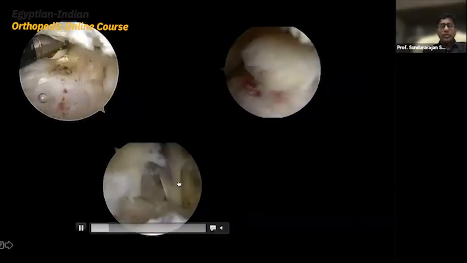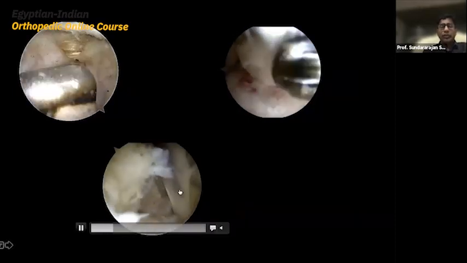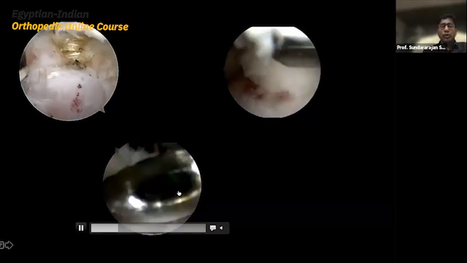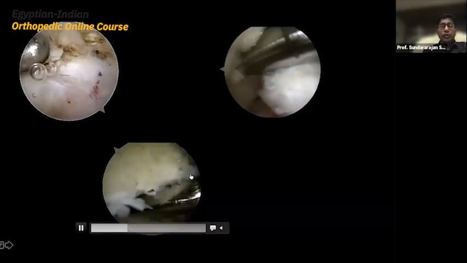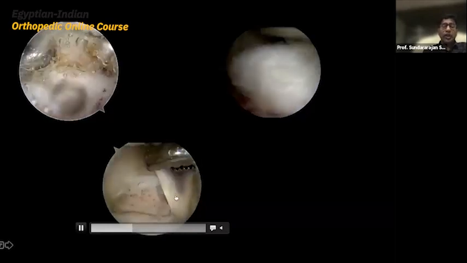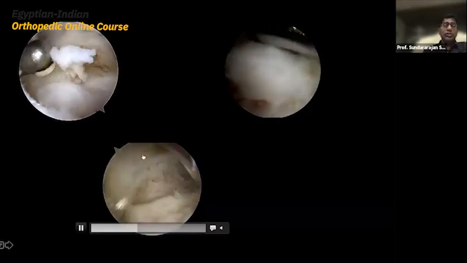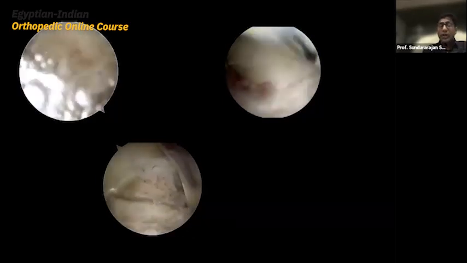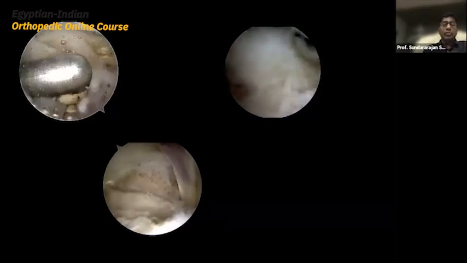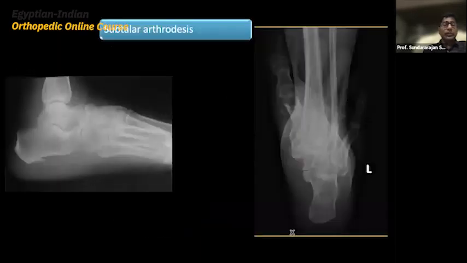What you are seeing is the FHL, that is the lighthouse of your posterior ankle arthroscopy. You should not go medial to the FHL because the chance of neurovascular injury is high. So always stay lateral to the FHL to remove the trigonum here, or in any posterior ankle arthroscopic procedure. So that is the post removal.